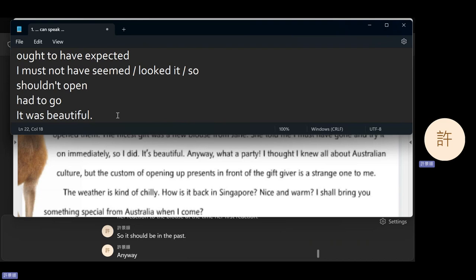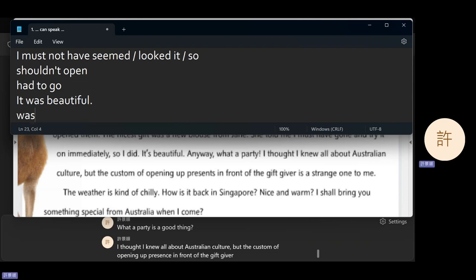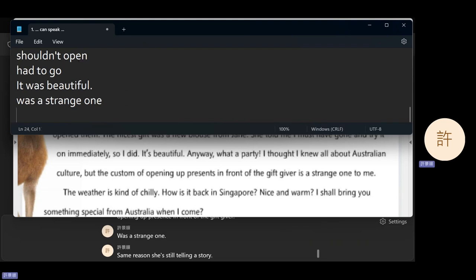Anyway, what a party. This is good. What a party is a good thing. I thought I knew all about Australian culture, but the custom of opening up presents in front of the gift giver was a strange one. Same reason. She's still telling a story. And I guess we can assume that now it is not as strange.